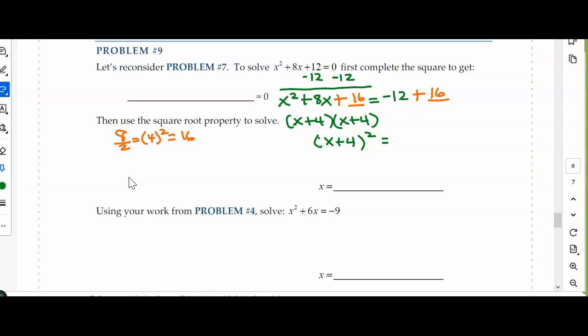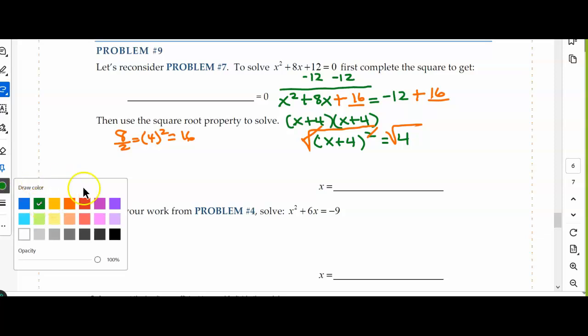Okay, now let's simplify the other side. Negative 12 plus 16 is positive 4. All right, now this looks like what we had above when we talked about the square root property. We have on this one side the only thing that's there, this whole side is squared. So now I can take the square root of both sides to be able to solve this. So that is gone, leaving x plus 4 inside.